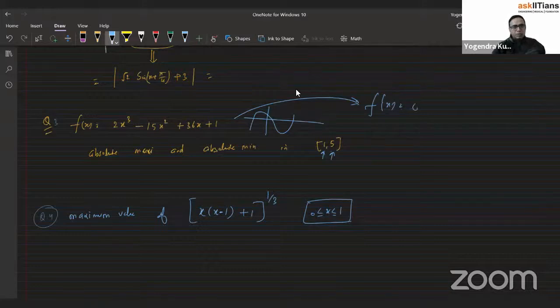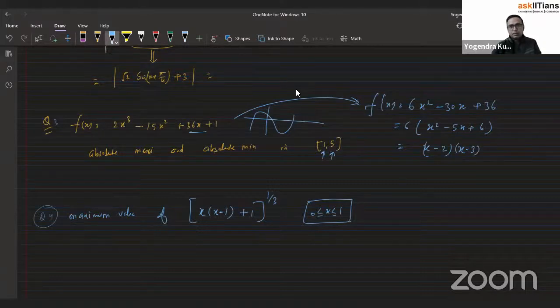So what is it coming, guys? 6x square minus 30x plus 36. 6 can be taken out common. x square minus 5x plus 6. It can be factorized easily, right? x minus 2 and x minus 3. So what are the points we have? 1, 2, 3, and 5. We should check the values at these points, right?